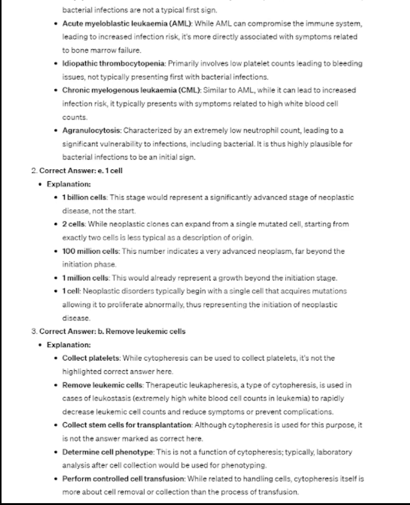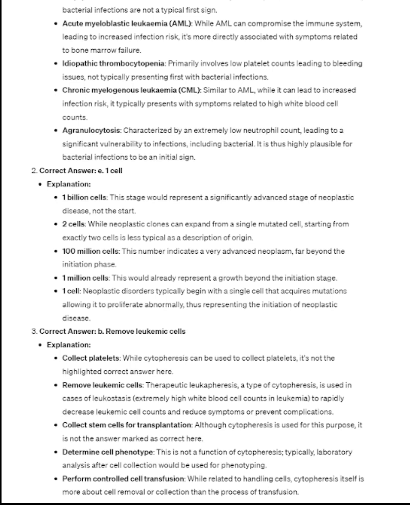100 million cells. This number indicates a very advanced neoplasm, far beyond the initiation phase. 1 million cells. This would already represent a growth beyond the initiation stage. 1 cell. Neoplastic disorders typically begin with a single cell that acquires mutations, allowing it to proliferate abnormally, thus representing the initiation of neoplastic disease.